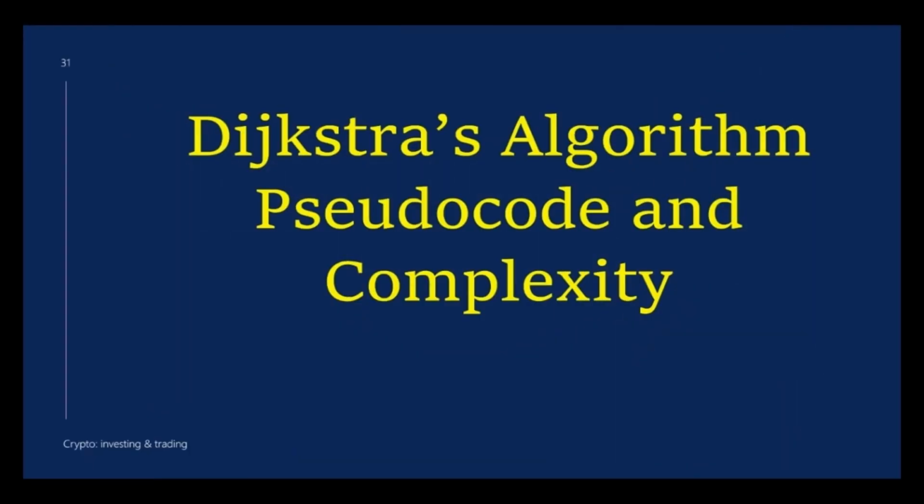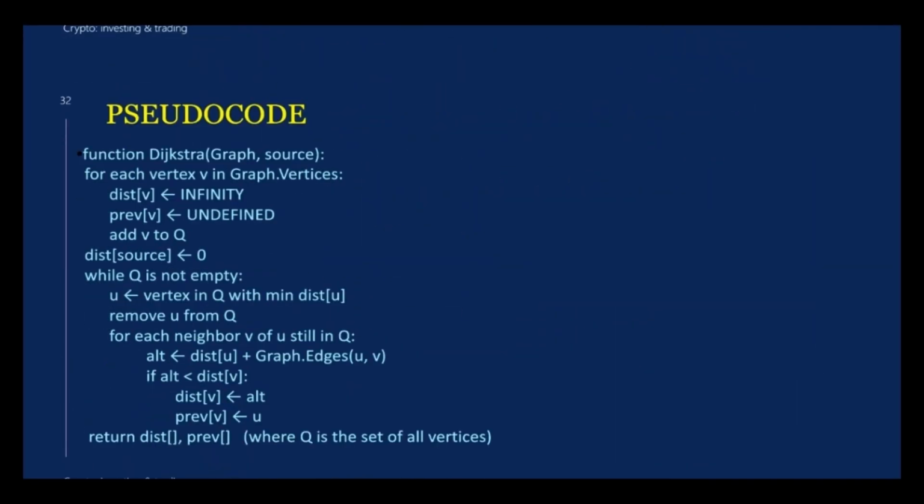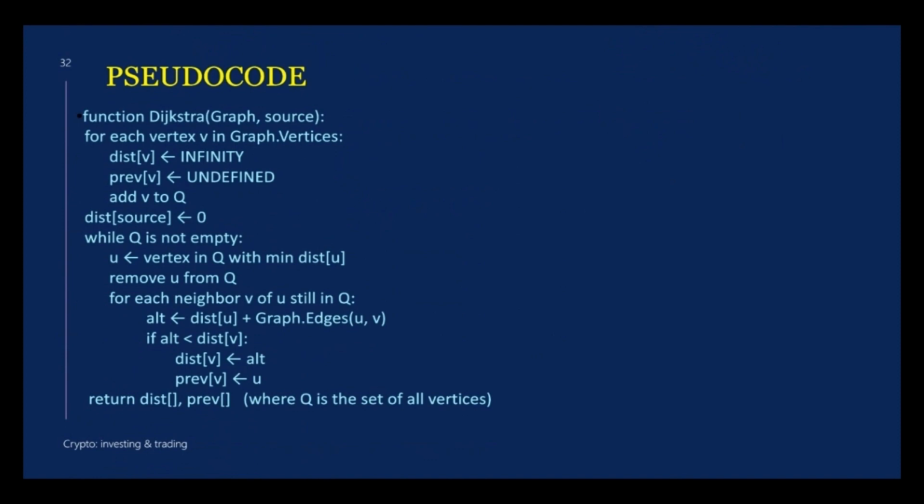Algorithm pseudocode and complexity. First up, we have the pseudocode. First of all, we have a certain number of vertices. We need to add all of them into a set called Q. We initialize all the distances of these vertices to infinity and the previous of these vertices to undefined, and we add all these vertices to the set Q.